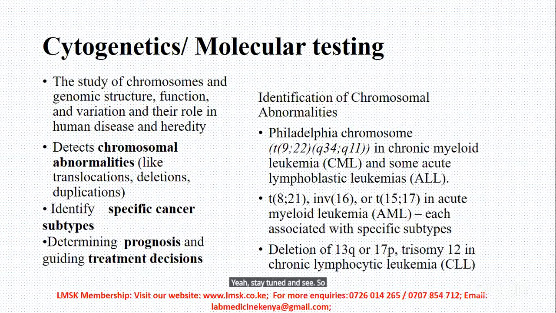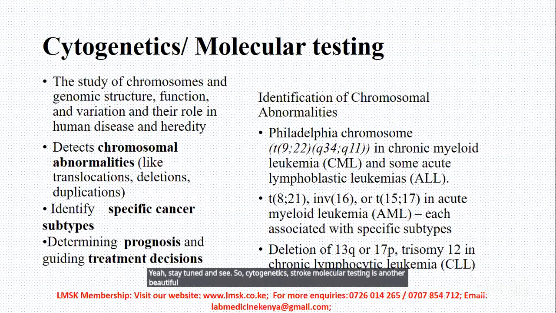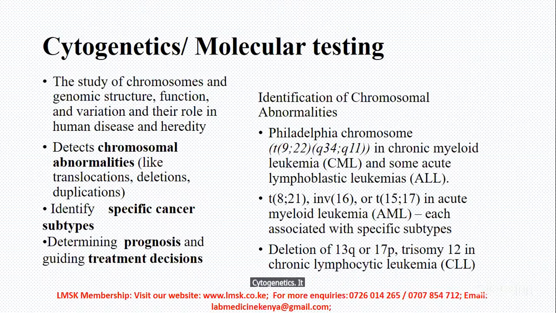Cytogenetics molecular testing is another beautiful test that is used to study chromosomes and genomic structure, functions, and variations, and their role in human disease and hereditary conditions. Cytogenetics detects chromosomal abnormalities. How? You want to check on translocations, deletions, and duplications. Any of this happening to one's chromosome, they develop a condition based on which type of process has taken place.